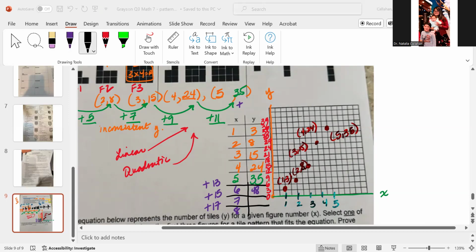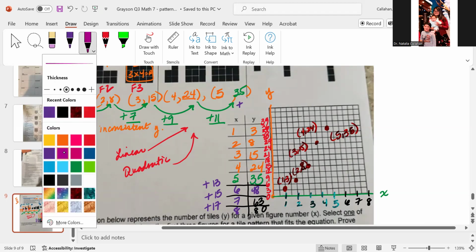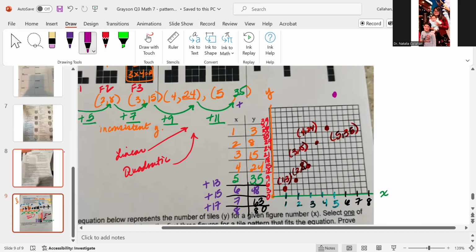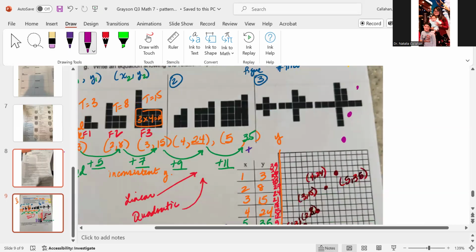53. Okay, next one. I think 80, isn't it? Yeah. Okay, so then here's 5, 6, 7, 8. So when we get to number 6, I'm just going to go 48 probably all the way up here. And then 7 is going to be all the way up here. And 8 is all the way up here.